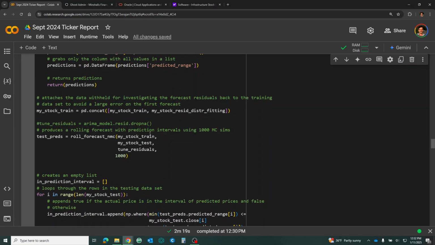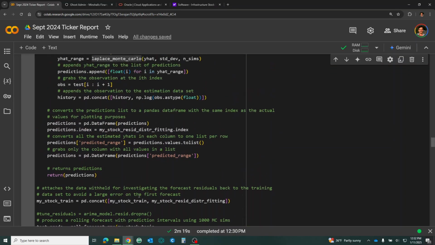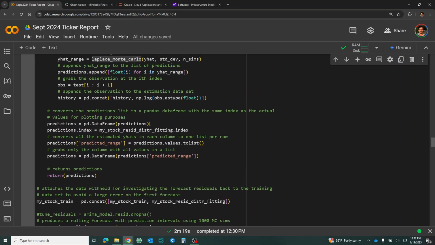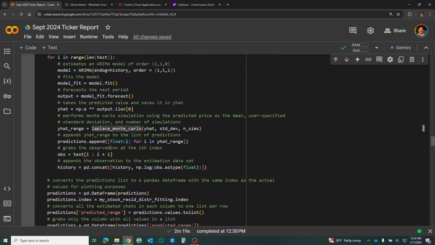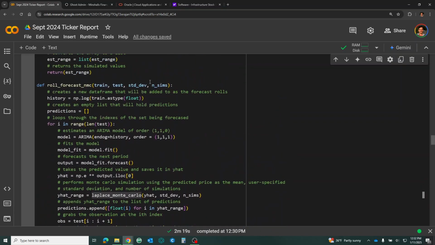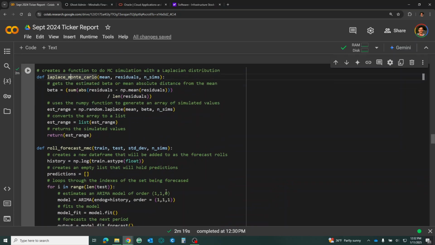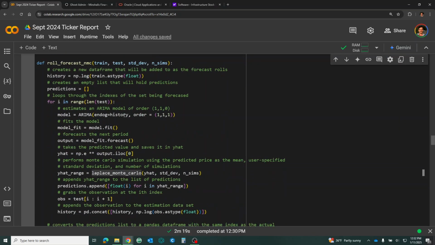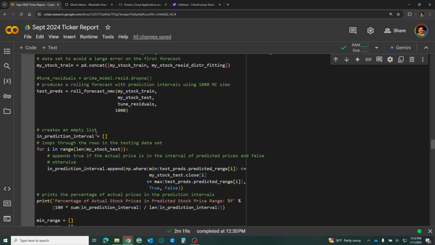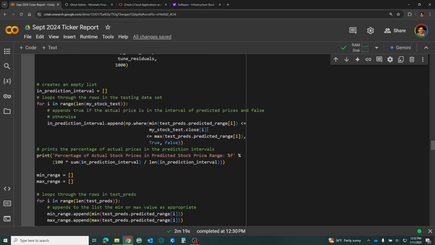We've passed through our stock train to fit the model, and then we get our test. We tune the residuals. So the tuned residuals are the residuals we calculated from above, and that's going to be our standard deviation. Our standard deviation goes to our Monte Carlo, which is our residuals up here, right? Okay, cool. And then this is just getting those min and max.